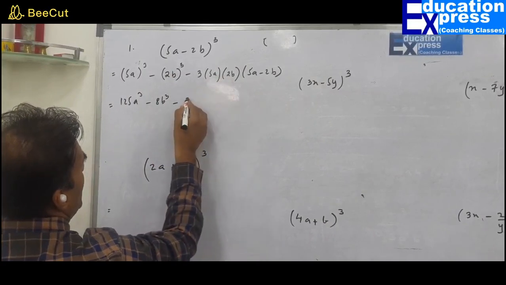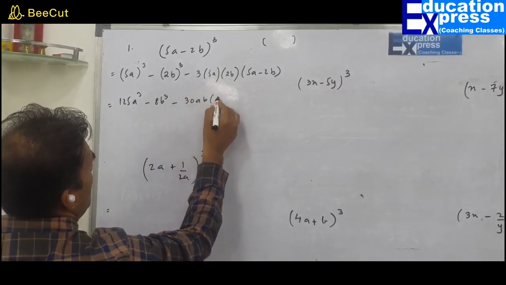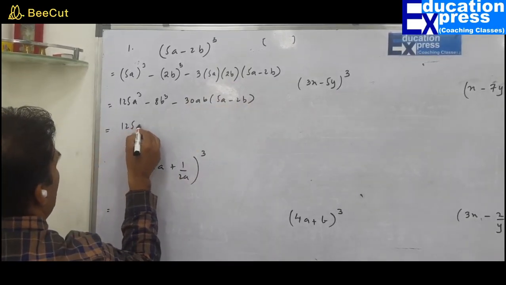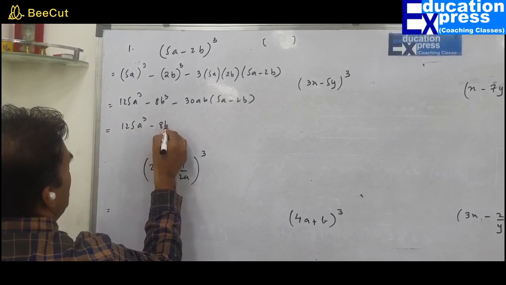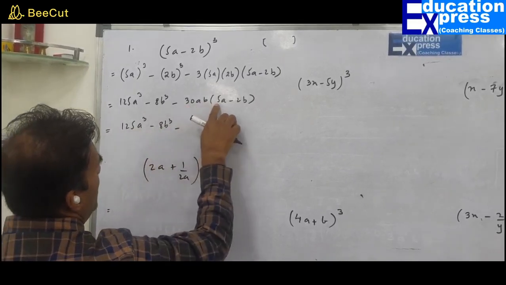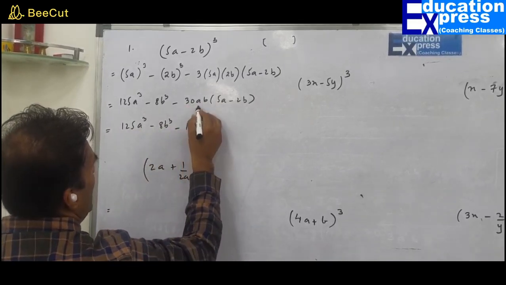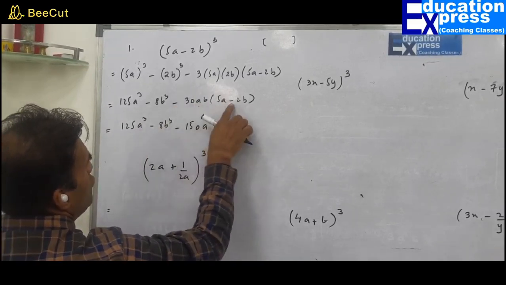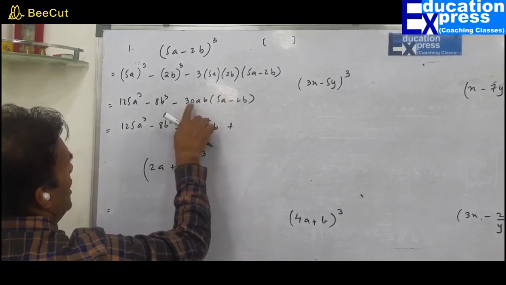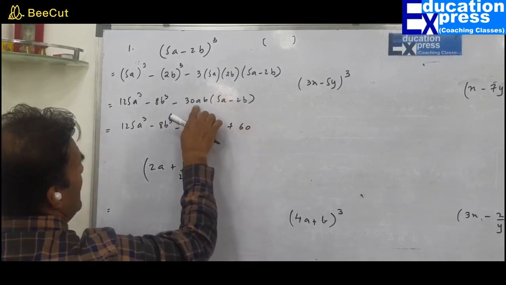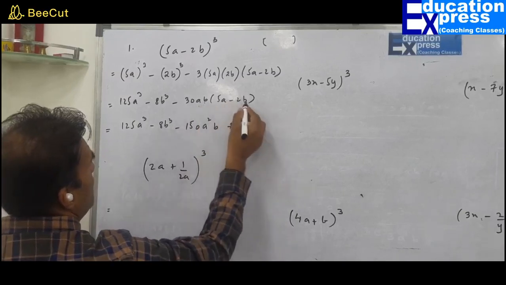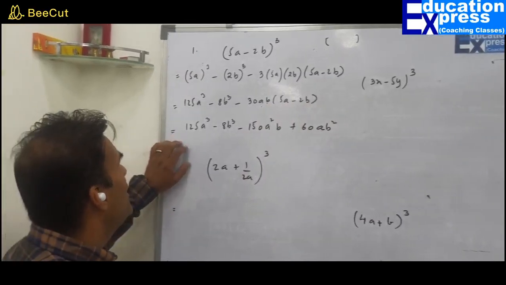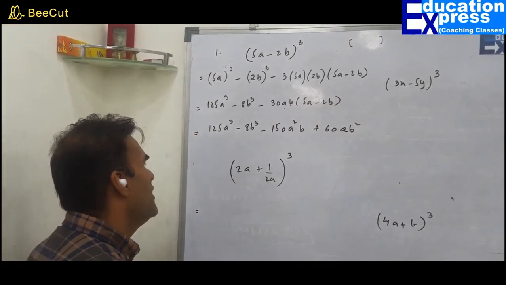15 into 2, 30ab. 5a minus 2b. Move on to the next one. 125a cube minus 8b cube minus 30 into 5, 150, a into a square, and b. Minus into minus, that makes plus. 30 into 2, that makes 60, a, b into b square. This is how, patiently, if you follow the result, identity, you are bound to get the answer.